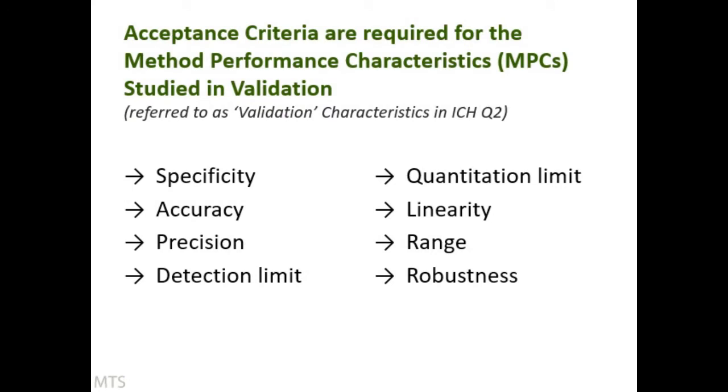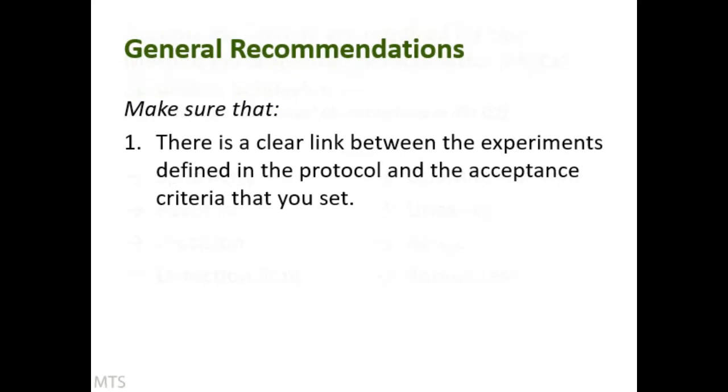And if you follow ICH Q2, I think most of my audience today are from a pharma background, then in that document they're called validation characteristics. So these are familiar. Pretty much everybody is involved in writing validation protocols at the moment. So specificity, accuracy, precision, and so on. So these are the things we have to set criteria for. Now in this webinar I'm going to focus much more on the quantitative attributes rather than the qualitative ones, just because of time. But general recommendations that I have for you on any acceptance criteria would be these two key things.